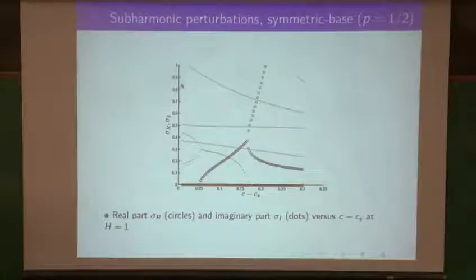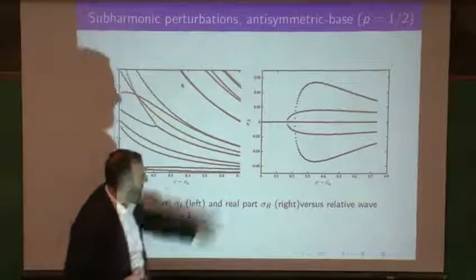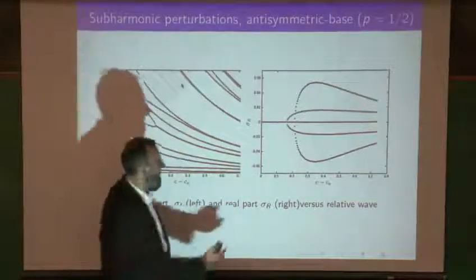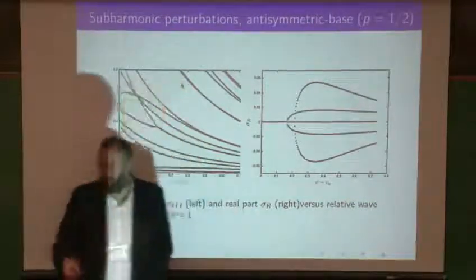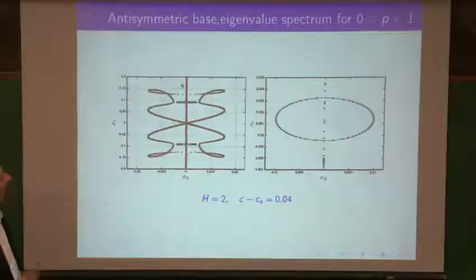This is for the symmetric base. This is for the antisymmetric base. It's again starting from zero, and this is the imaginary and real part. You find out in all cases that after some time, you start to see various instabilities, which is similar to the infinite depth case. For the superharmonic, it's sort of new.